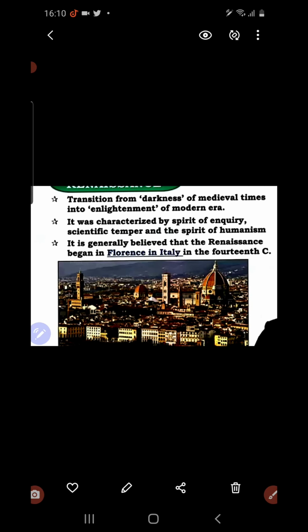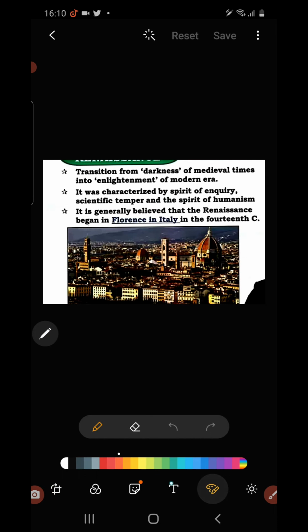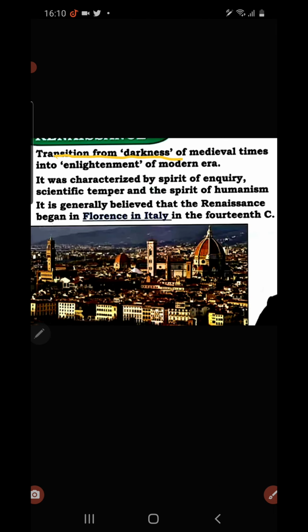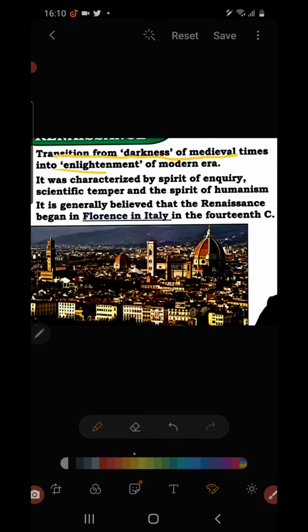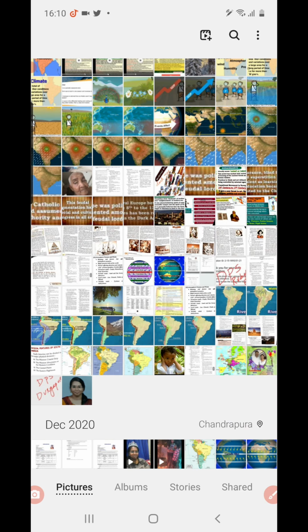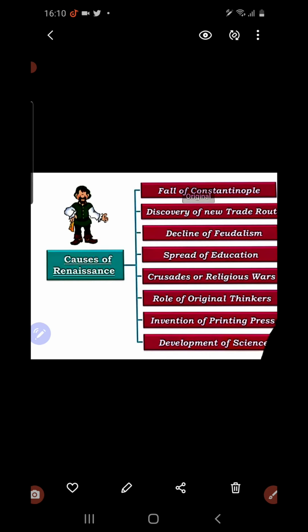The Renaissance, the transition from the darkness of the medieval time into the enlightenment of the modern age. The feature of the Renaissance is that a transition took place from the darkness of medieval time to enlightenment. It was characterized by a spirit of inquiry, etc. Now let us focus on what topics we need to study. We also have to study the causes of the Renaissance, children. What are the causes of the Renaissance? We will see that from the lesson.